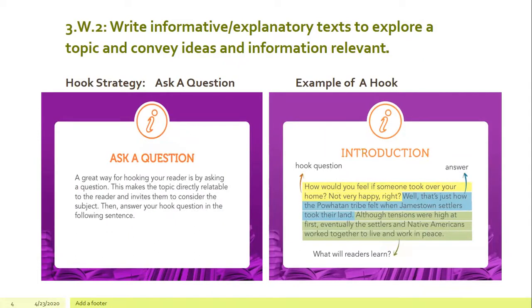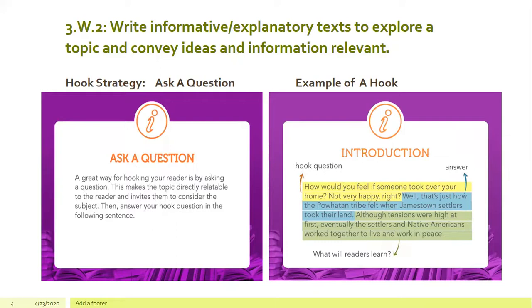So this is an example. Everything in yellow is the hook question. In blue is the answer to the question. And then what the readers will learn is in the gray. How would you feel if someone took over your home? Not very happy, right? Well, that's just how the Powhatan tribe felt when Jamestown settlers took their land. Although tensions were high at first, eventually the settlers and Native Americans worked together to live and work in peace.